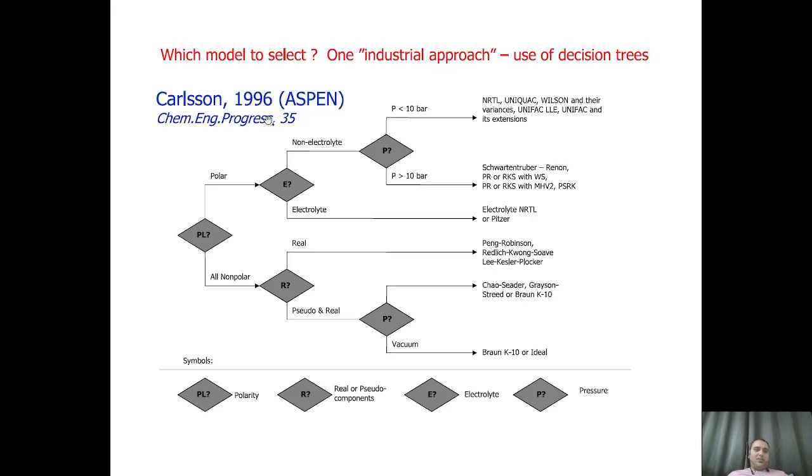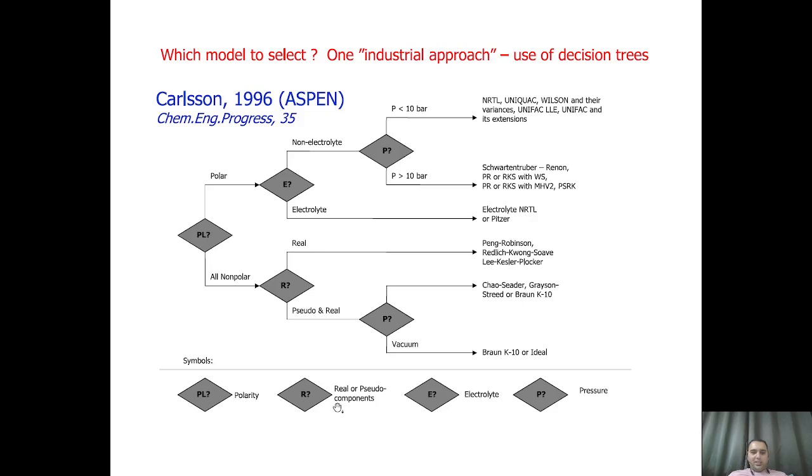So this was published by Carlson in 1996, Chemical Engineering Progress. This is a journal name, and this is the page number, I guess, 35. So you can also go to this particular page and download this, but I found this as a very explanatory model in itself. Now you can see the first one is PL, that is polarity.